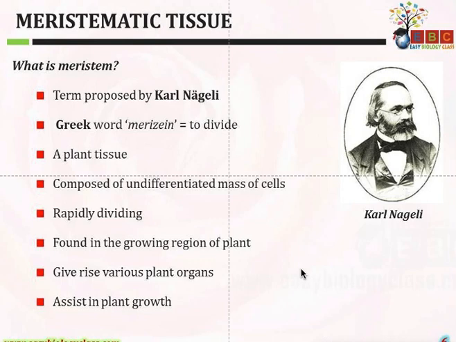Okay, let us talk about the meristematic tissue. As I said in the previous video, the meristematic tissue is the tissue which continuously divides. It was first proposed by a scientist called Carl Nageli, and it comes from the Greek word merizein, which means to divide. When you look at animal tissues, they don't have that ability to divide constantly.